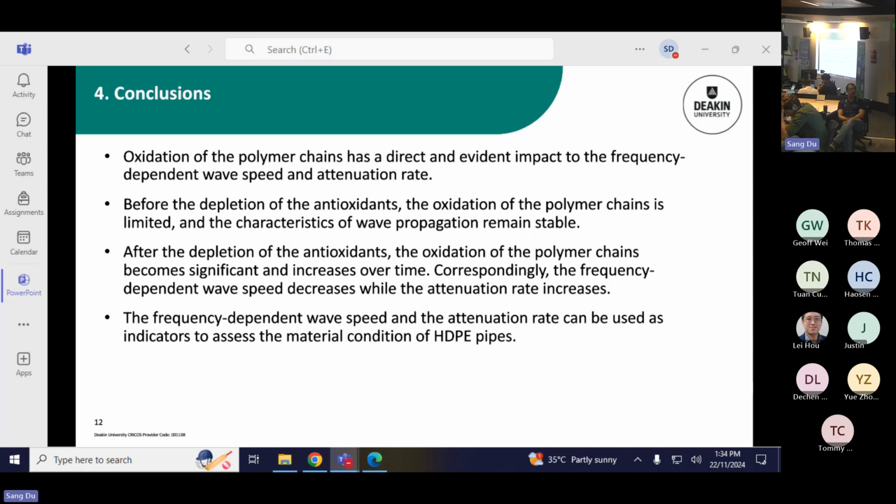And from a scientific perspective, before the depletion of the antioxidants, the mechanical properties are as original, and you don't really expect much change in the wave speed and attenuation. But after the depletion, we start to see changes in the wave speed and attenuation, and the relationship is that the wave speed will decrease for pretty much all frequencies, and the attenuation will increase for all frequencies.